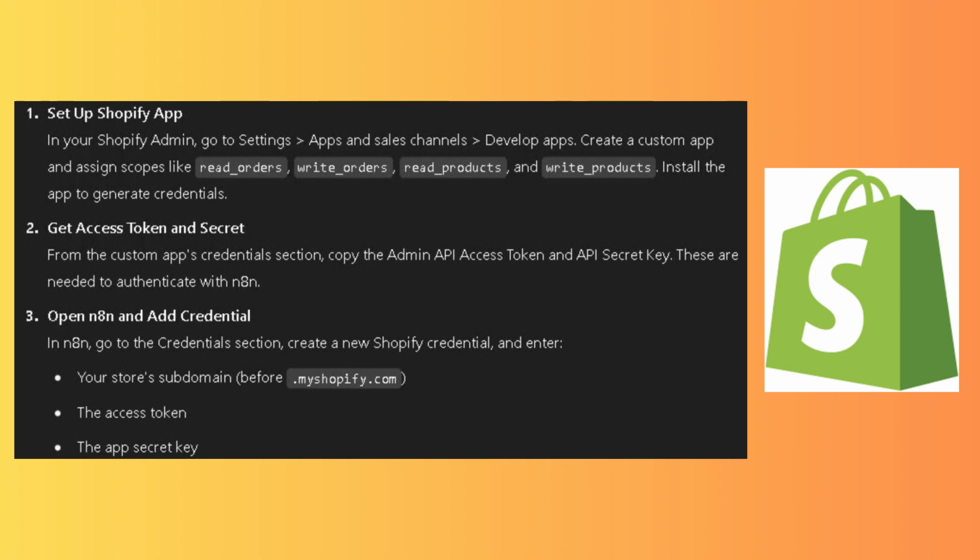Install the app to generate credentials. Get access token and secret. From the custom app credential section, copy the admin API access token and the API secret key. These are needed to authenticate with N8N.